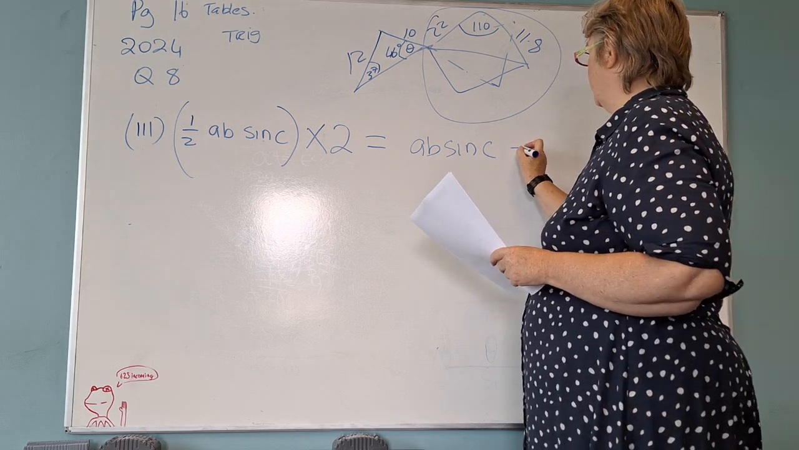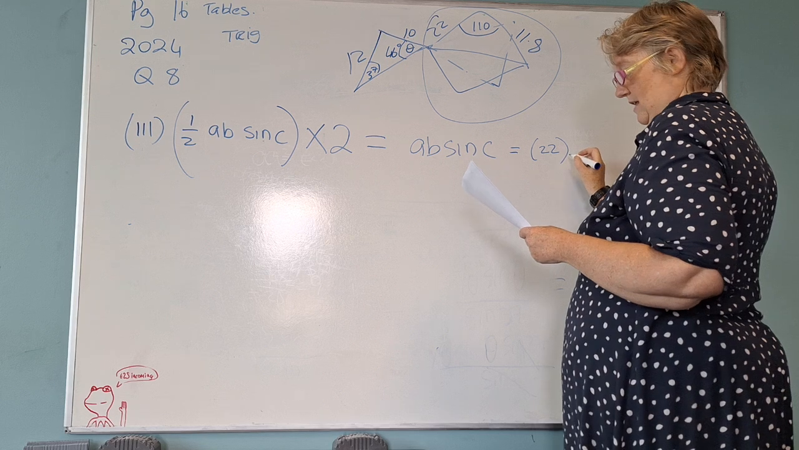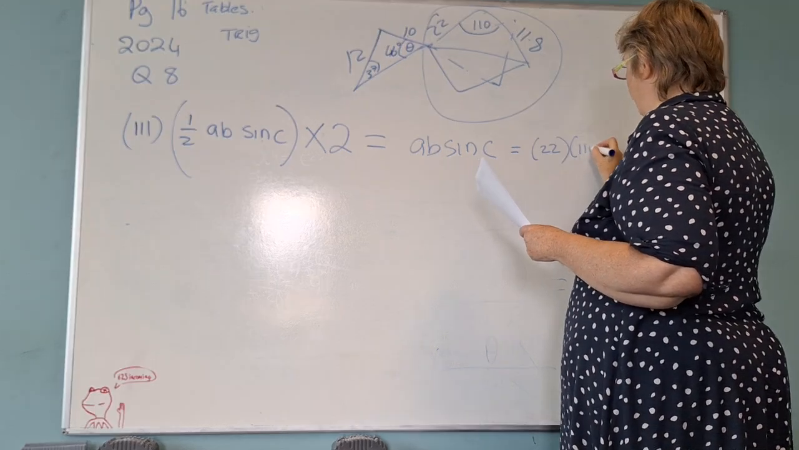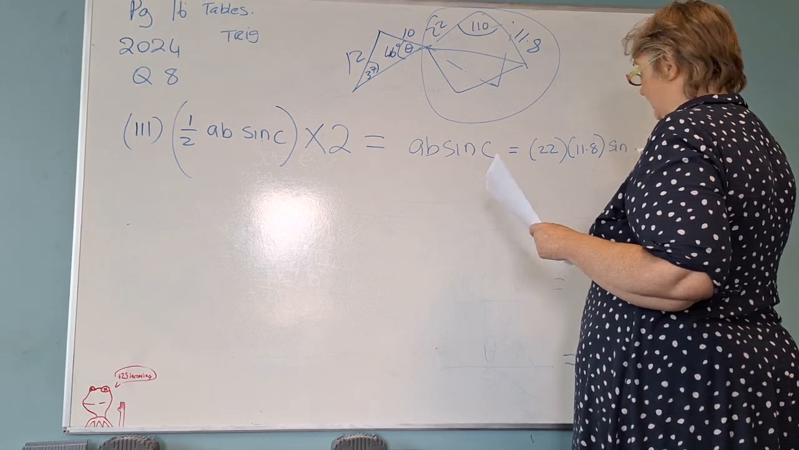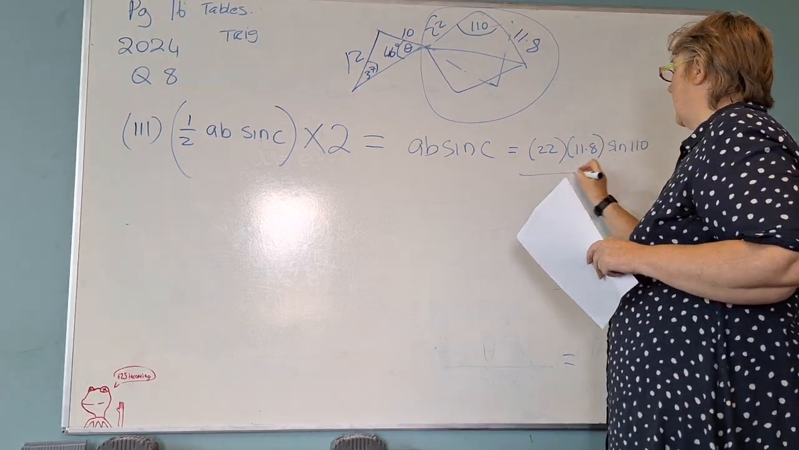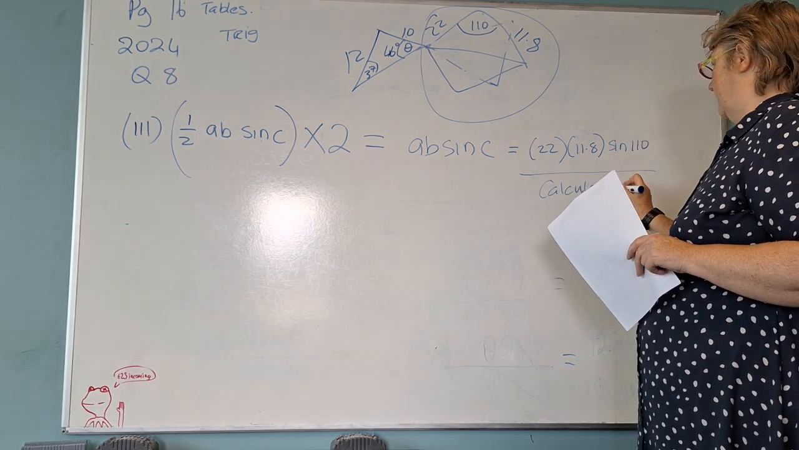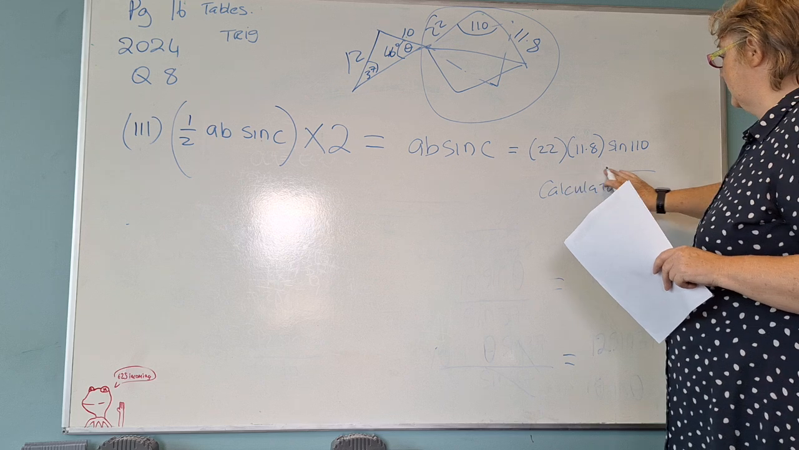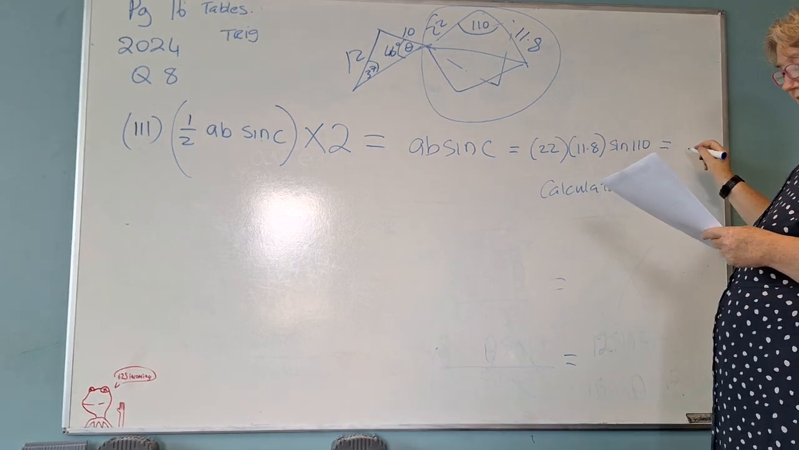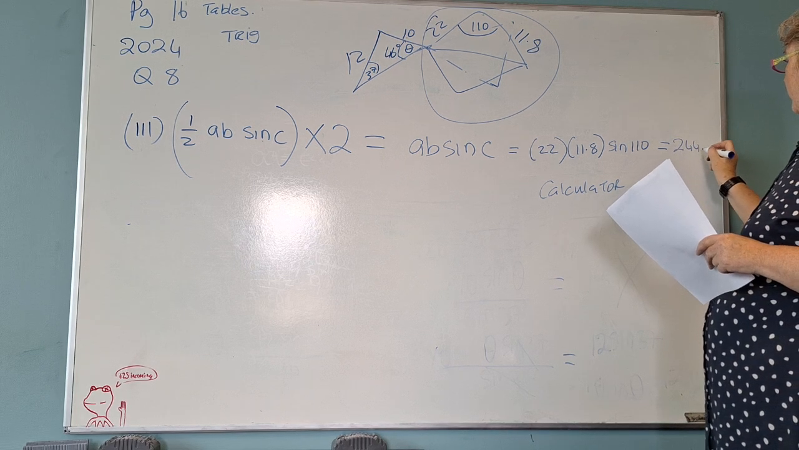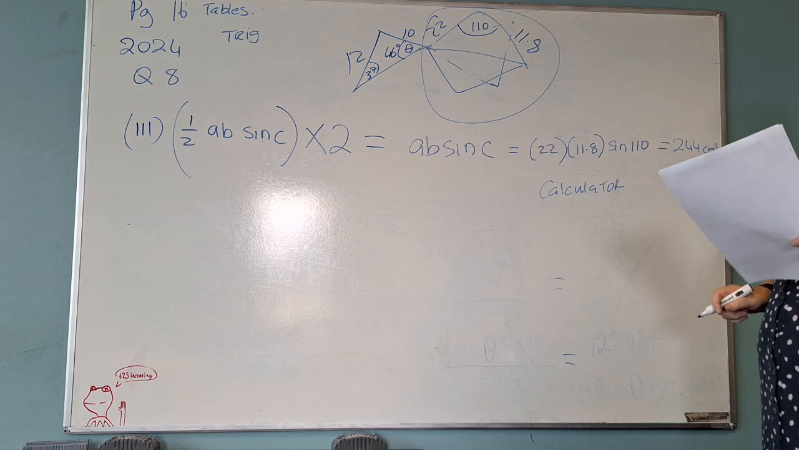Now, all you're going to do is put in your bits. So A is 22, B is 11.8, and then sine C is sine 110. Calculator! Type that into your calculator as you see it. Put that straight into your calculator and you will get 244, and it's centimeters squared because it's area. Okay, that's all you do.